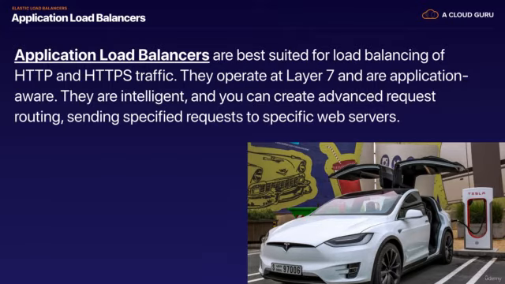It can see inside the application, it can see all the requests that you're making. It can see even the individual HTML, so it can make intelligent decisions. So application load balancers are intelligent. You can create advanced request routing, sending specified requests to specific web servers. So I want you to think of an application load balancer like a Tesla Model X. They look really, really cool, they're super intelligent, and they can essentially do very advanced routing, like the Tesla does autopilot.